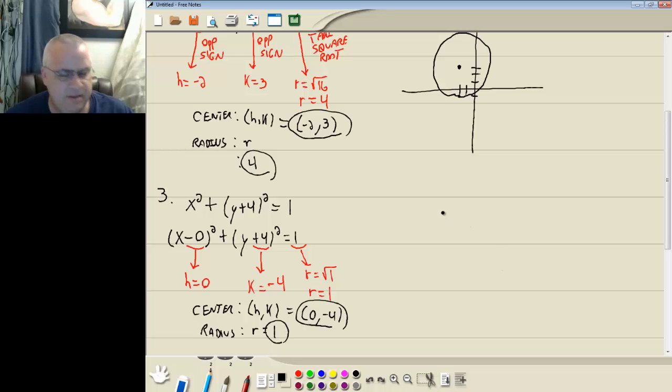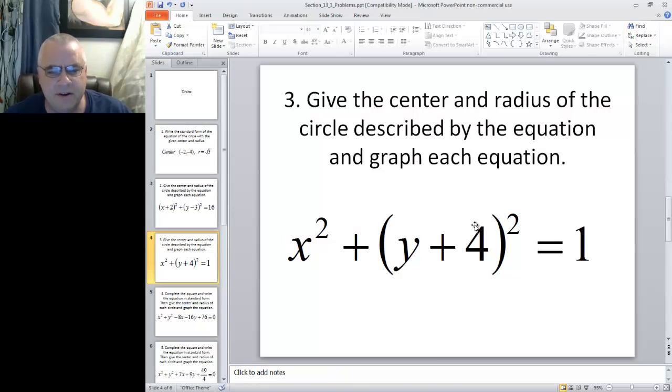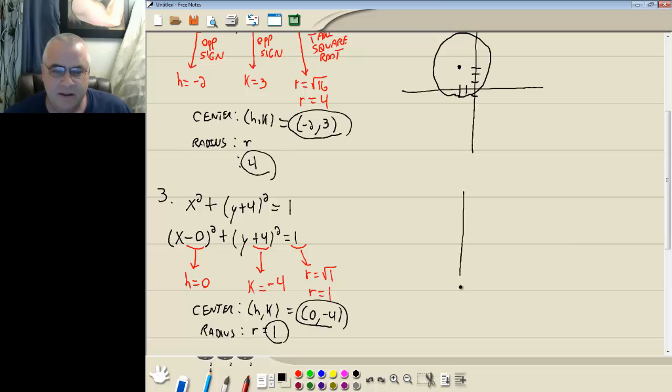Okay, so they want us to graph it. Let's see, and graph it. 0, negative 4. Right there. And we want to go to a distance of 1. You can either go up, down, left, right, and I'll go up, it's easiest, right here. Then I'll go equal distance all the way around, and that'd be our answer.